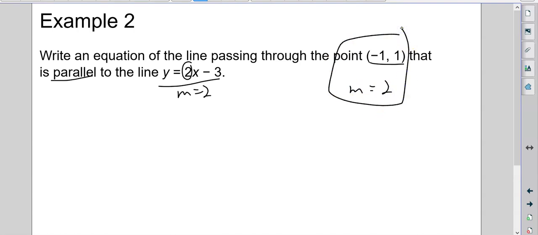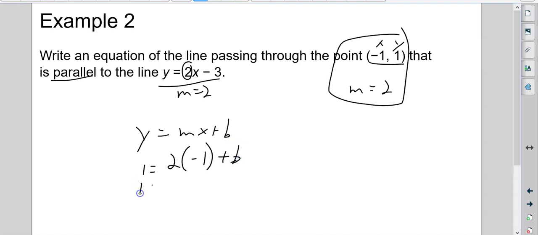So here's how it goes. It's really easy. You write y equals mx plus b. You plug in what you know. You know y is 1, m is 2, x is negative 1, and we're going to find b, the y-intercept. So that's 1 equals negative 2 plus b.